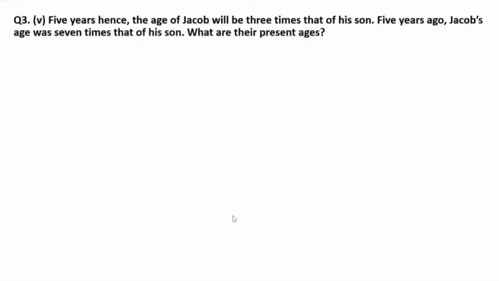Again, an important question, an age question. 5 years hence, the age of Jacob will be 3 times that of his son. So let's form the equations. If the age of Jacob is, let's say, x and the age of the son is y. So if the age of Jacob is x right now, 5 years hence means after 5 years, how much will the age of Jacob be? It's going to be x plus 5.